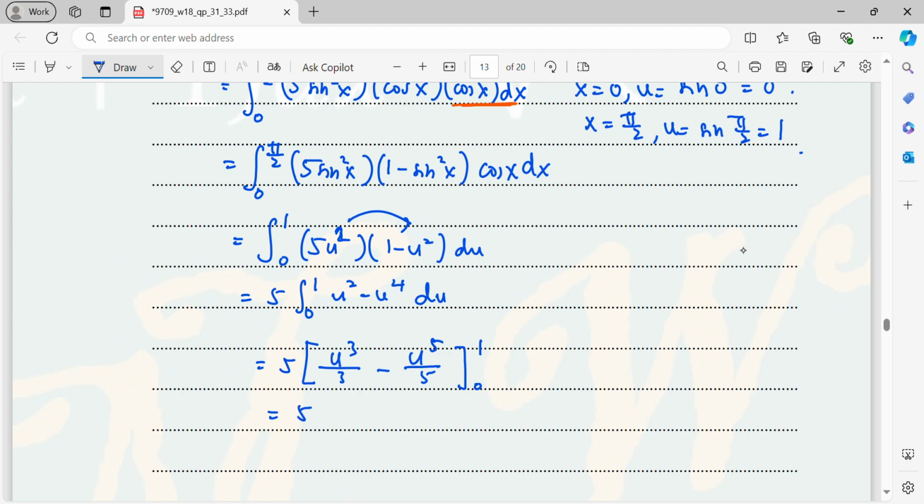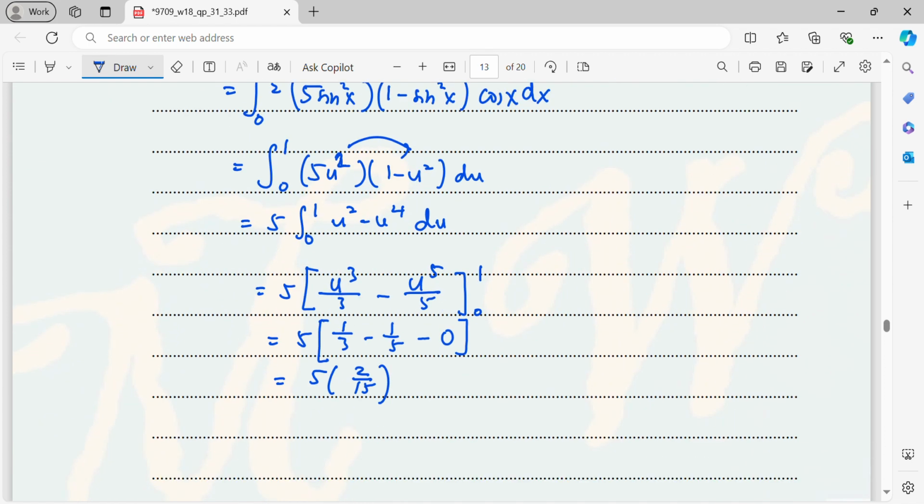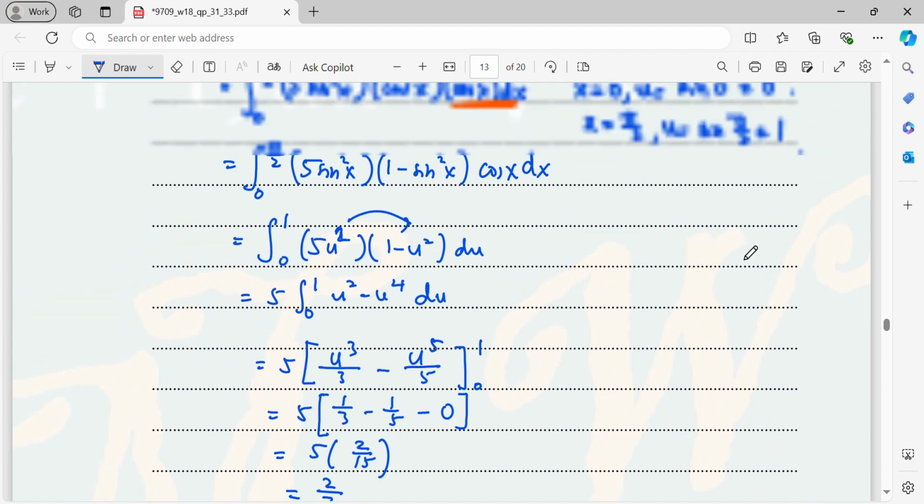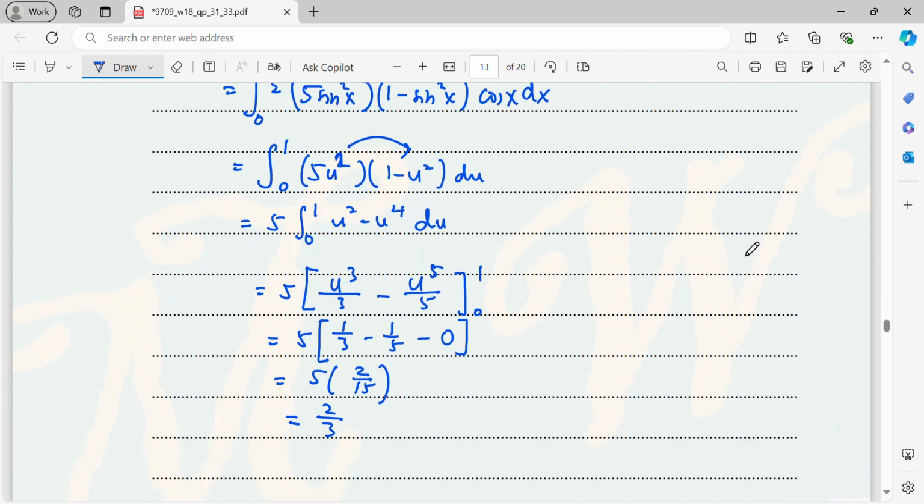And now replace the u by 1 first, the upper limit. Therefore, you will be getting 1 over 3 minus 1 over 5, minus when the u is replaced by 0. So at last, you will be getting 5 times 2 over 15. That is going to be 2 over 3. So this is your exact area of the graph, of the shaded region.